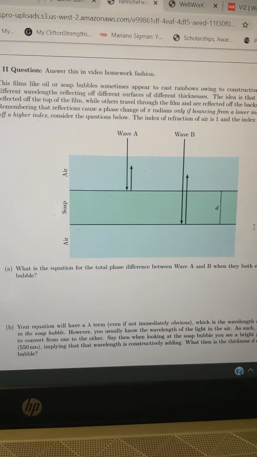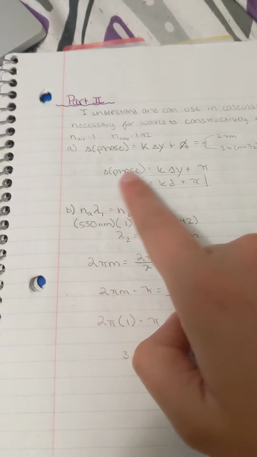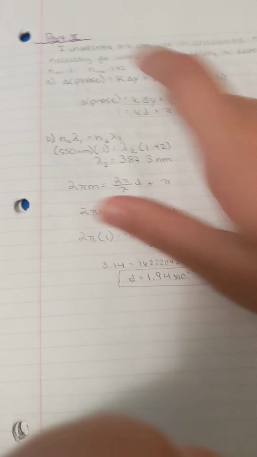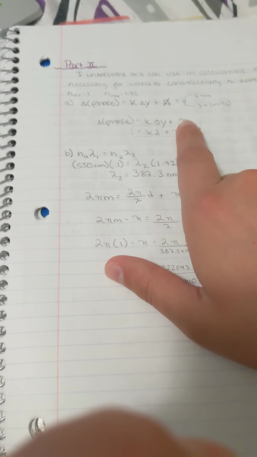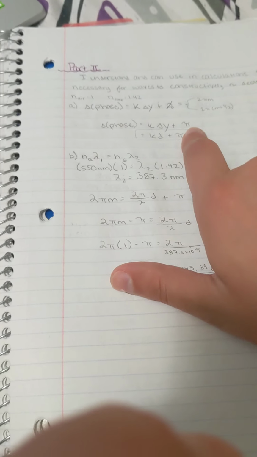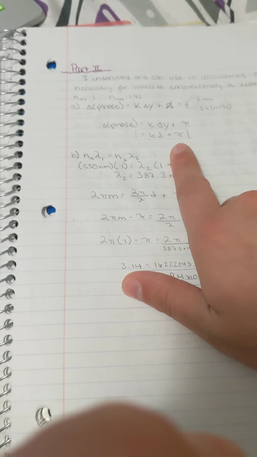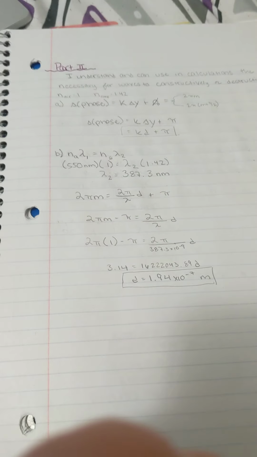So in this instance, if we have our phase here, we get that k, in this case delta y, since they're going up and down, that's our distance, plus the phase shift. In this case it is pi, so it's b minus a, which means we get a positive pi, because the A wave has a 0 in that case, so it would be pi minus 0. So we get kd plus pi for part A.